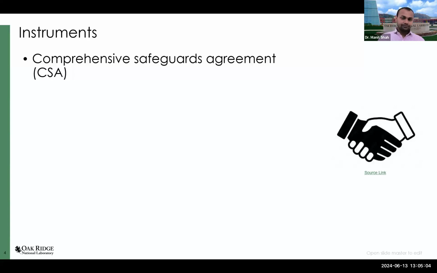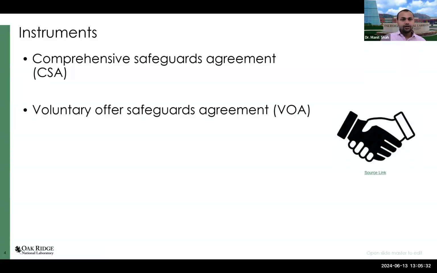And presently, if I got my numbers right, about 188 states have a safeguards agreement in place, and of them, I think about 130 or so are able to confirm, if I got the numbers right.